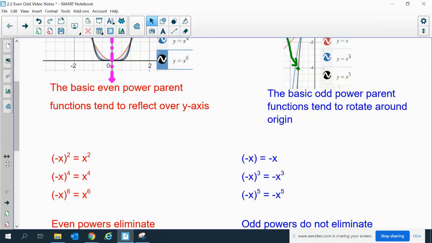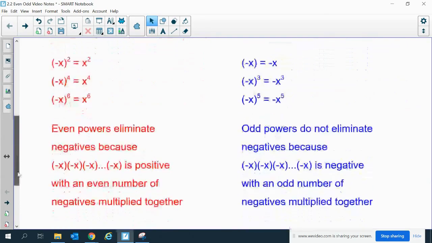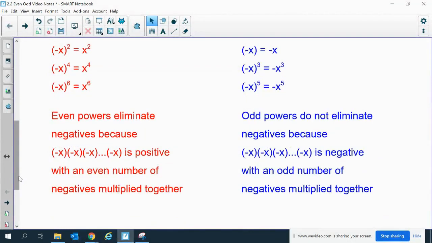Another thing that we need to know before we get too deep into this video is that even powers eliminate negatives. So negative x times negative x would become positive x squared, because a negative times a negative is a positive. And likewise with to the fourth and to the sixth. But if we have negative x to the third, let's say, negative x times negative x becomes positive x squared, but then there's still another negative that's floating around in there.